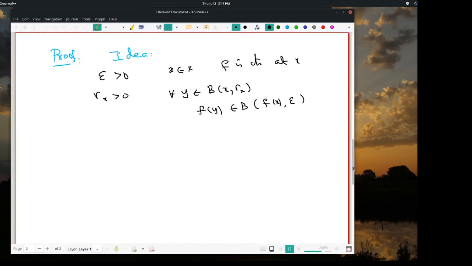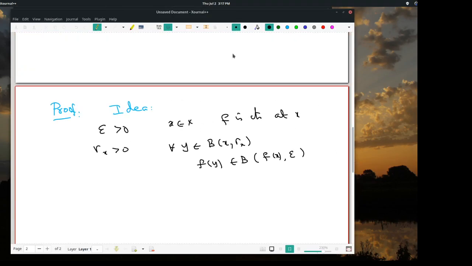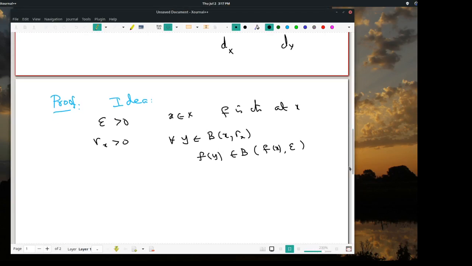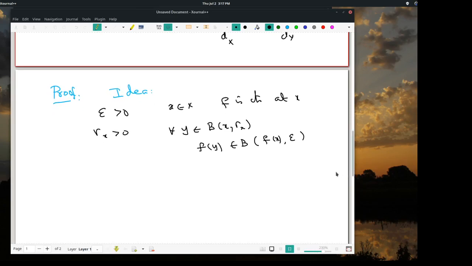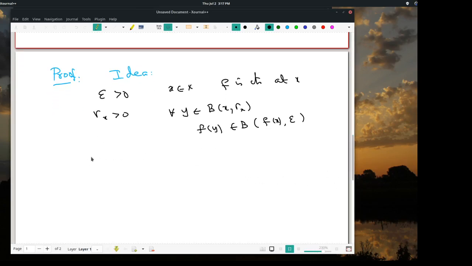Understand? Notice that unlike textbooks, I don't let d x denote the metric on X and d y denote the metric on Y. I don't write that. The context should make it clear, because f(x) is in Y, therefore this is an open ball with respect to the metric on Y, and x is in X, therefore this is an open ball in X with respect to the metric on X. I don't want to write such a thing, because I believe my students and viewers of this video are all intelligent. Right, let's come back.